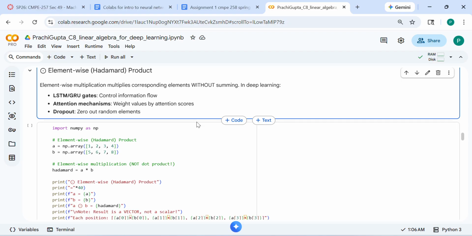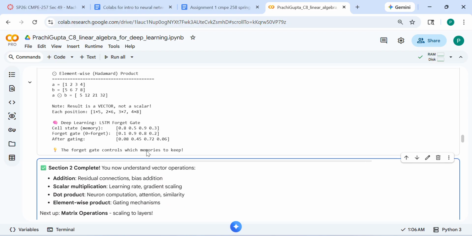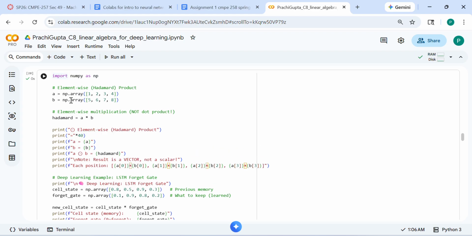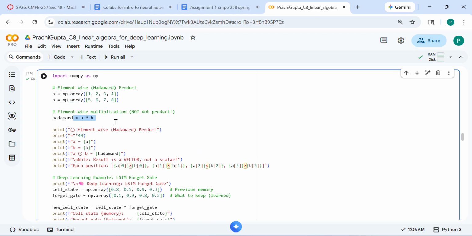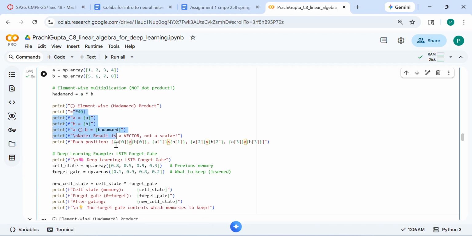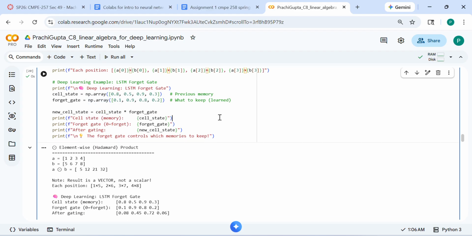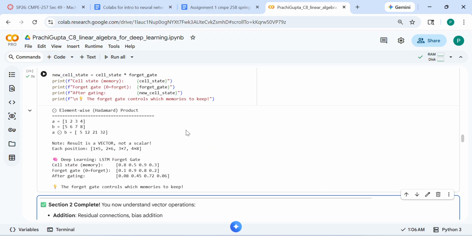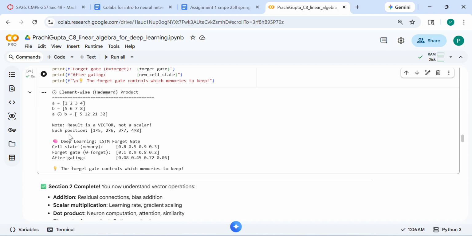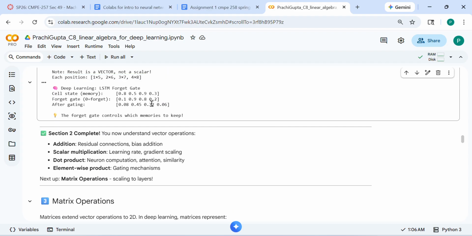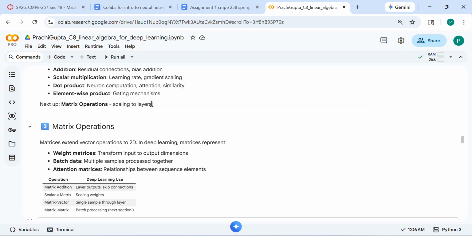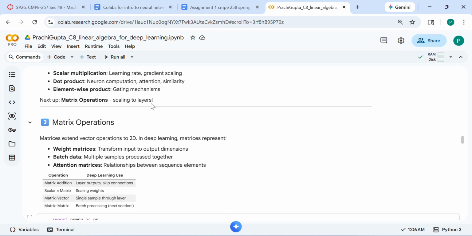So let's see. We have these two elements and we do a multiplication operation and print it, and let's see how the output looks. So I'll just run it. It will be 5 times 1 is 5, 6 times 2 is 12, 7 times 3 is 21, 8 times 4 is 32. So this is A ⊙ B and each position is multiplied like this. This is how we define it.